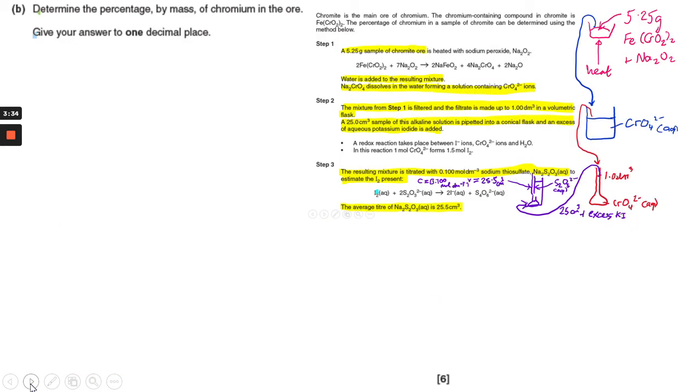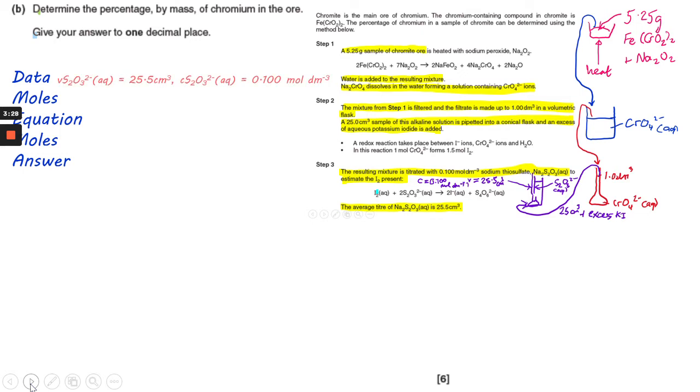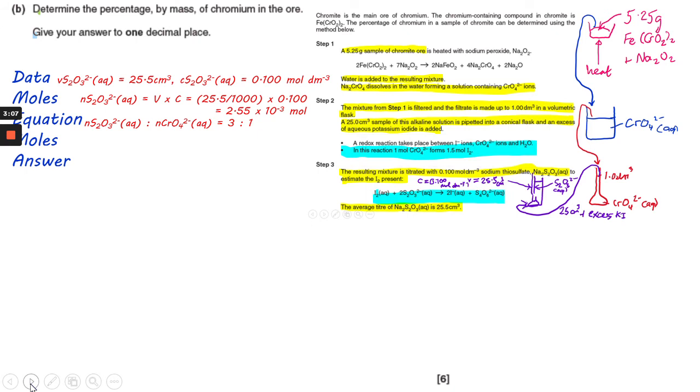Taking this information and just parking it for a moment, we can now start doing data, moles, equation, moles, answer. The data is for the sodium thiosulfate at the very end, and working out the moles of that is 2.55 times 10 to the minus 3. Now in the equation you have a 3-to-1 mole ratio between S2O3 2- and CrO4 2-. This is carefully worked out by looking at those two equations, or those two pieces of information.